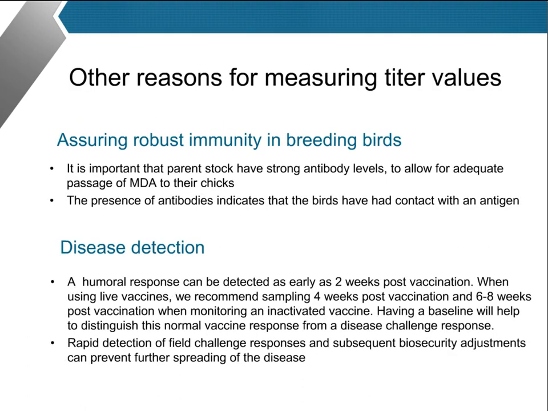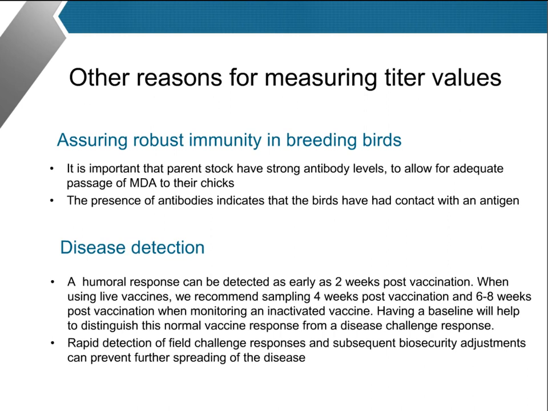There are other reasons for measuring titer values. In breeding birds, it is important that parent stock have strong antibody levels to allow for adequate passage of MDA to their chicks. We measure these to assure that the offspring will be protected. Also, the presence of antibodies at higher levels than we expect can indicate field exposure to a disease.